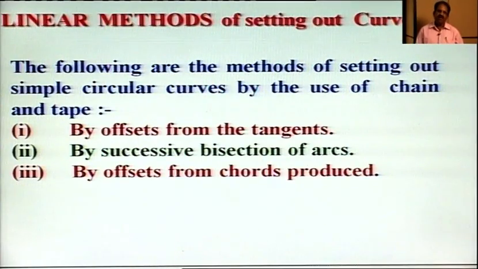So, we have linear methods of setting out curves. We have the following linear methods: first, offsets from tangents; second, successive bisection of arcs; and third, offsets from chords produced.